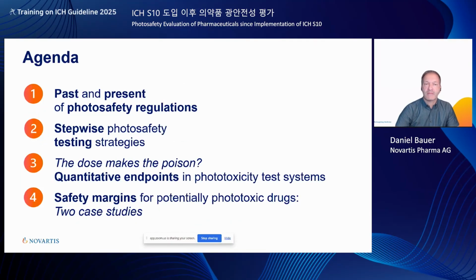So, this talk has actually 4 sections. Two at the beginning to wrap up what has happened in the past and how ICH S10 is structured, and then two main sections to focus on quantitative endpoints and how to use them doing photosafety evaluation, and especially safety margins for potentially phototoxic drugs. So these are the two take-home messages after this presentation.